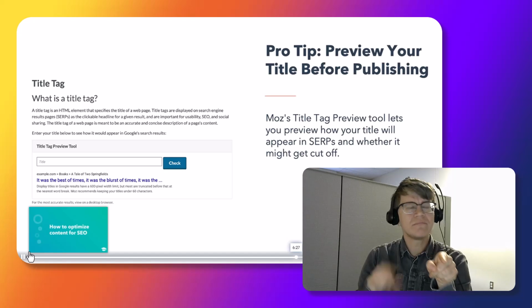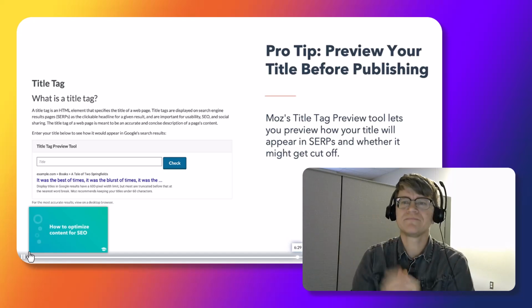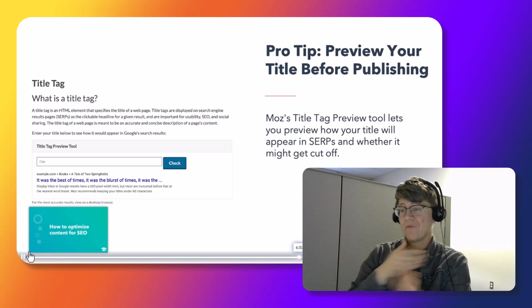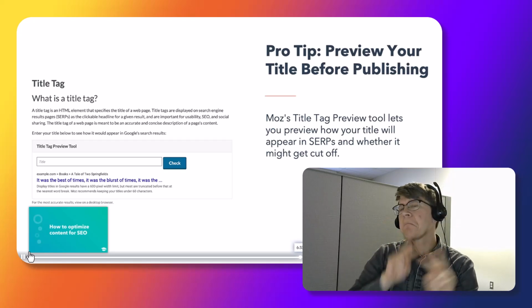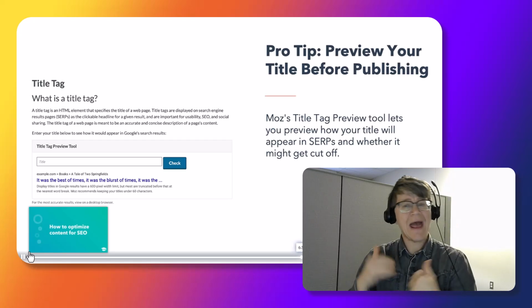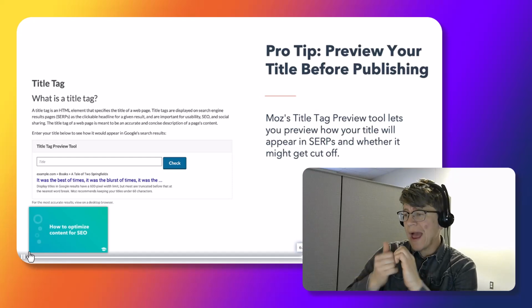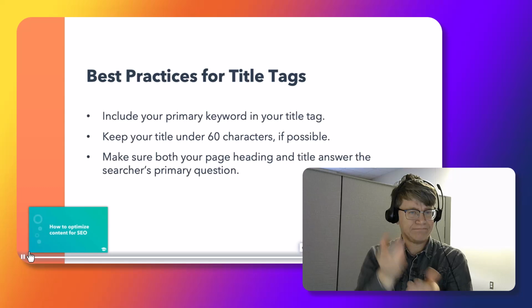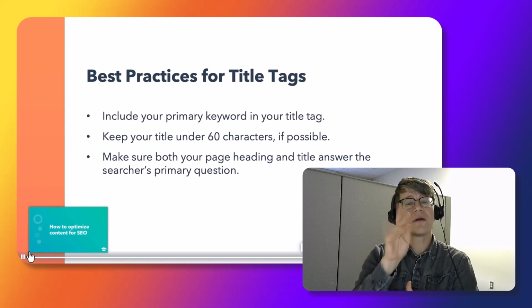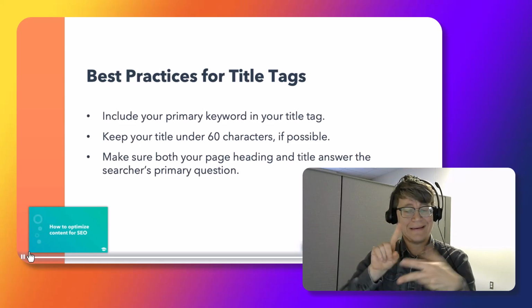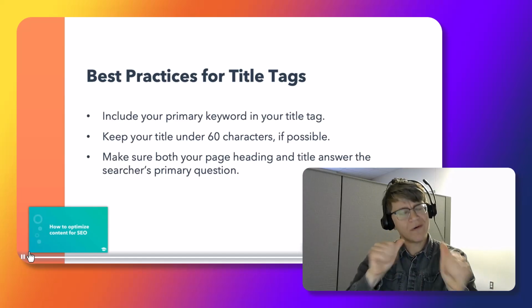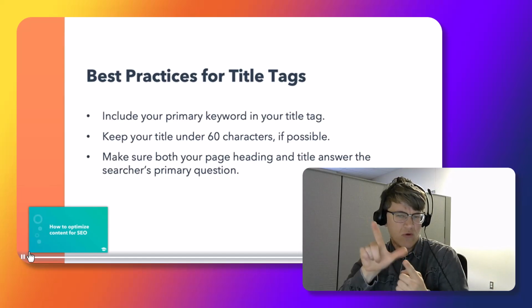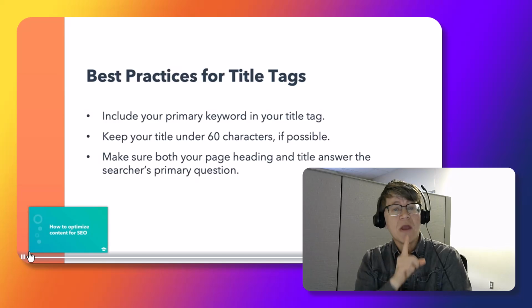Here's a pro tip to avoid this problem. Always preview your title before publishing your page. Moz's title tag preview tool lets you preview how your title will appear in SERPs and whether it might get cut off. Follow these best practices for title tags. Include your primary keyword in your title tag. Keep your title under 60 characters, if possible. And make sure both your page heading and title answer the searcher's primary question.